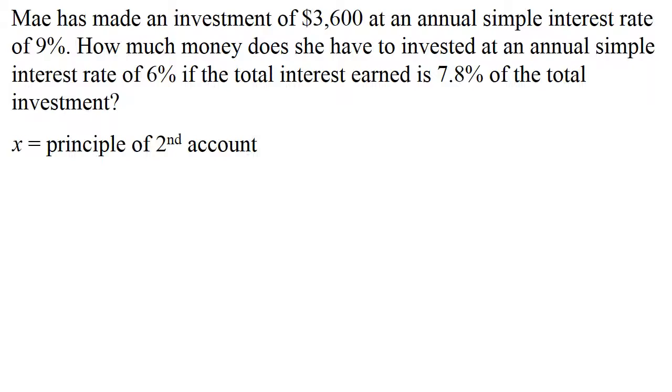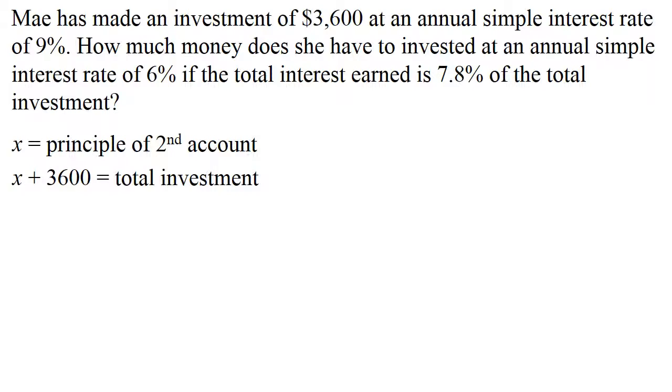So let's define some things. We know how much money is in the first account. They told us $3,600. We don't know how much money is in the second account, so we're going to call that x. We also don't know the total interest earned, but we know it's 7.8% of the total investment, so we need to say, how can we describe the total investment? Well, we've already put in $3,600 into an account, and we're putting in x dollars more, so the total must be the total of 3,600 and x. So x plus 3,600 is our total investment.